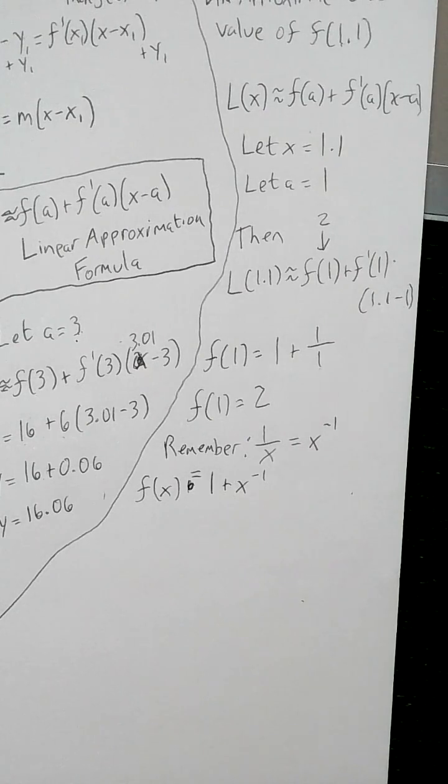Prime says negative 1 x to the negative second. Dwight says negative x to the negative second. A Taylor series is a better linear approximation, right? I believe so, yes. But we don't quite know how to do the Taylor series yet.